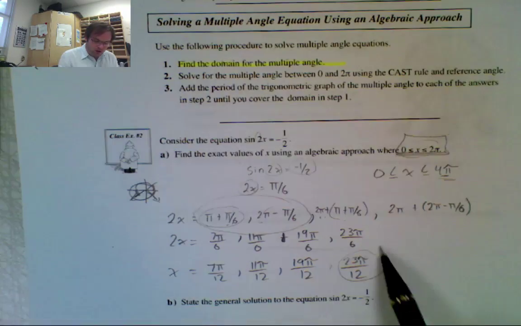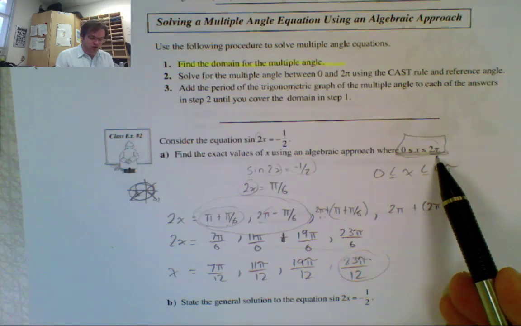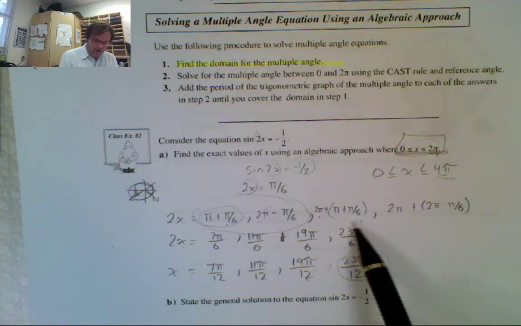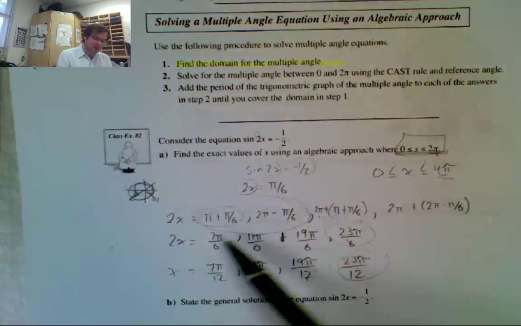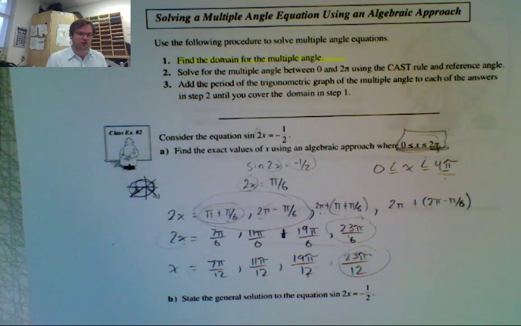And this now follows my original restrictions, because 23 pi over 12 is under 2 pi, and 19 pi over 12 is under 2 pi. Before, when we had it like this, the number wasn't actually less than 2 pi; it was under 4 pi. But once we divided everything by 2, we fall within our original restrictions.